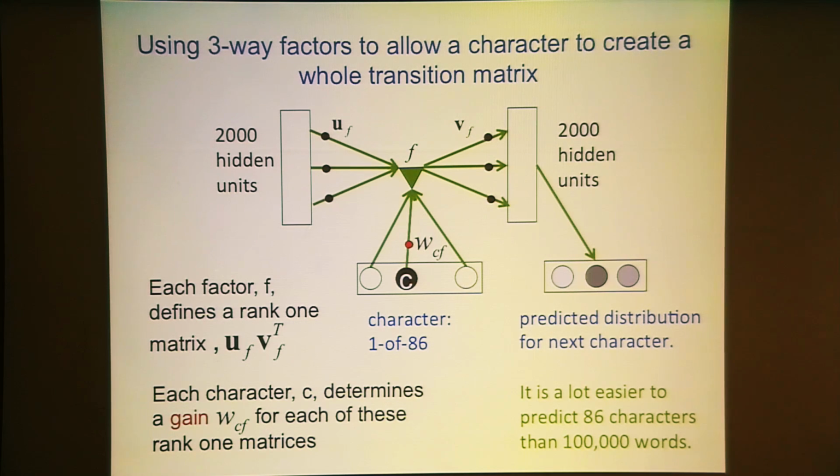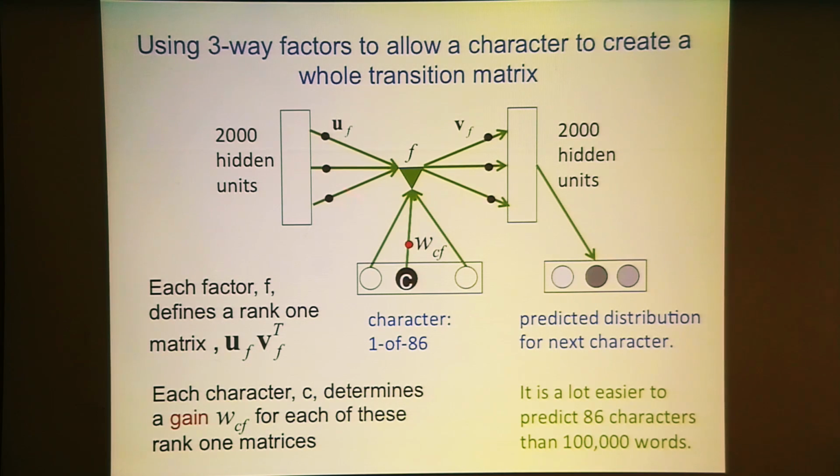And you have a whole bunch of factors that do that. So now that means characters can share things. For example, all the vowels could have strong weights to a subset of the factors that do sort of vowel-y things like predict that a consonant will come next.